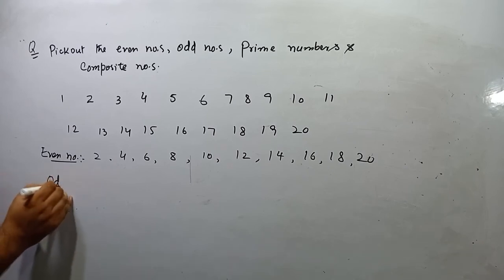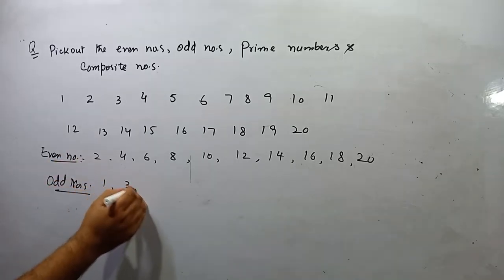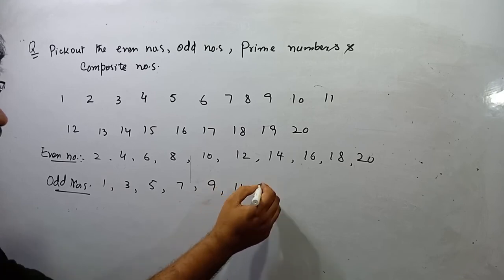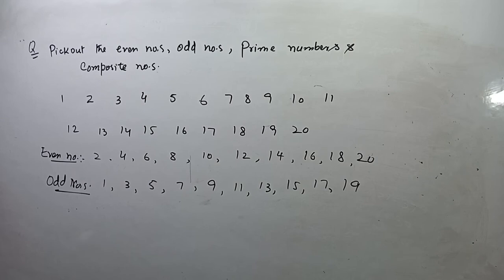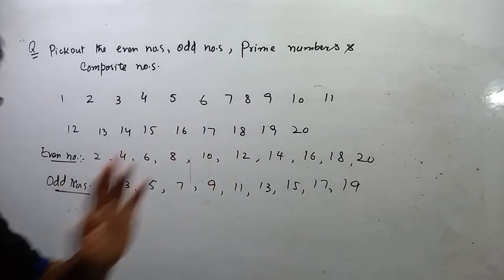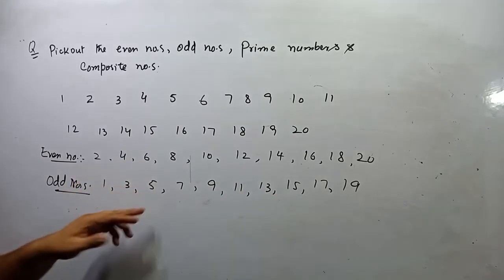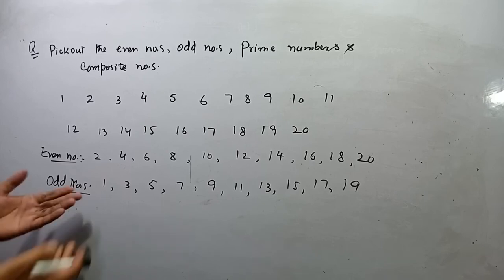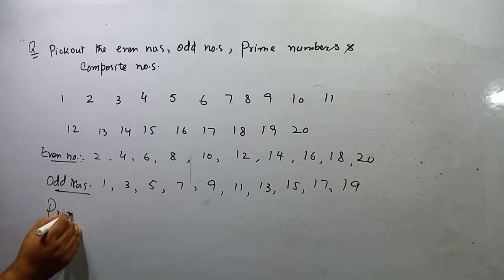Then odd numbers. It's 1, 3, 5, 7, 9, 11, 13, 15, 17, 19. So these are even numbers, these are odd numbers. You know why? Because they all are divisible by 2. They all are not divisible by 2. They are even, they are odd. This is very simple, and you might have gone through these things. Now next, prime numbers.